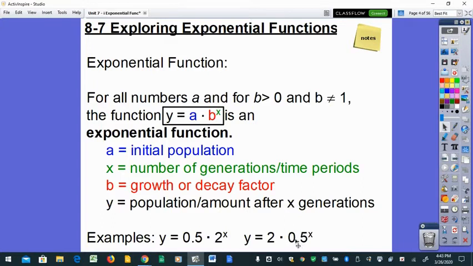In this one, notice the b, the factor is less than 1. We would expect it to go down. So this is a growth, and this would be a decay.